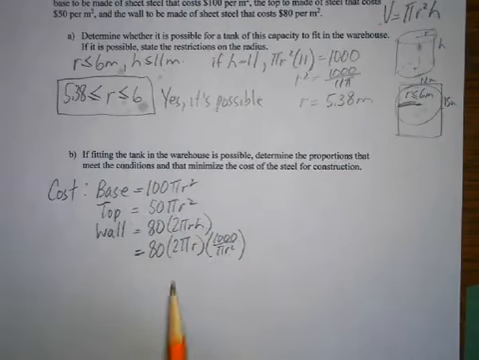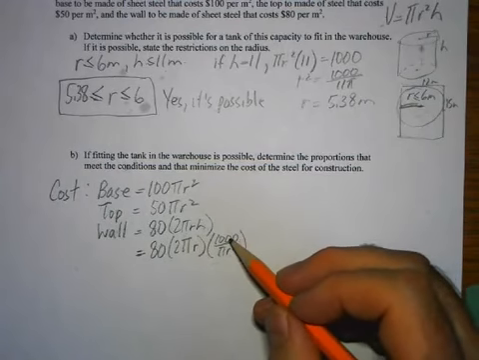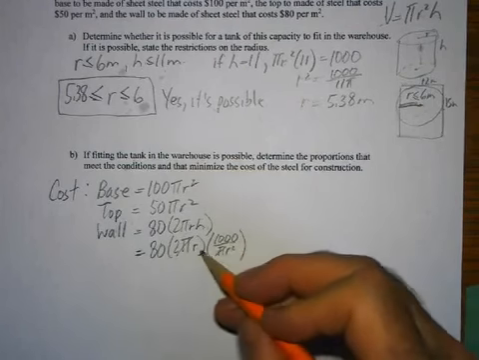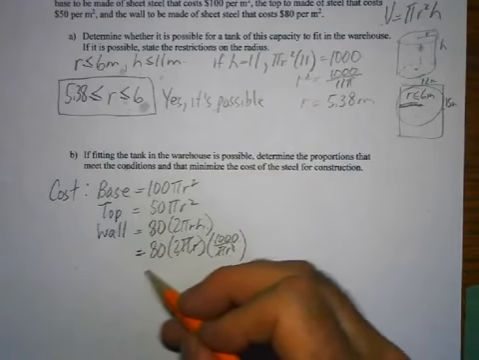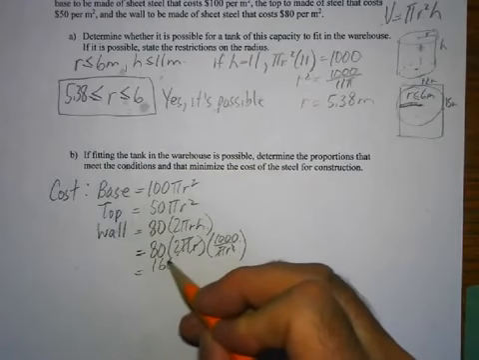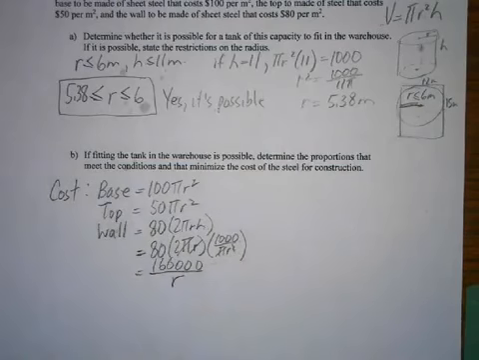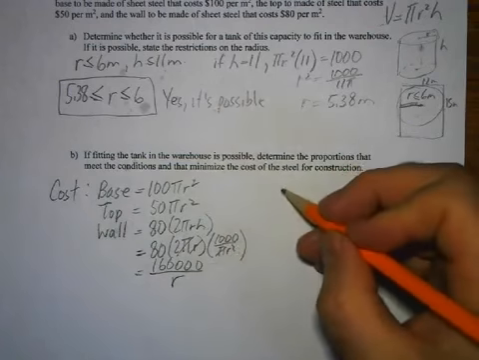Now I can simplify this a bit. I can cancel out the pi's. I can cancel out one of the r's. And when I do that, it works out to 160,000 over r.